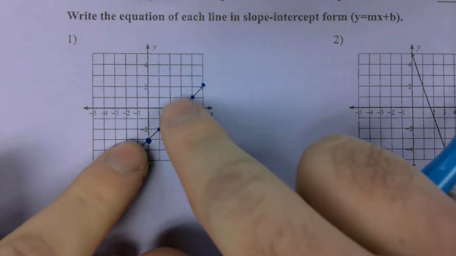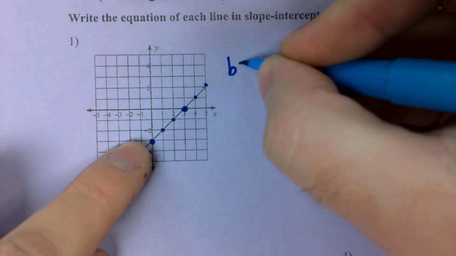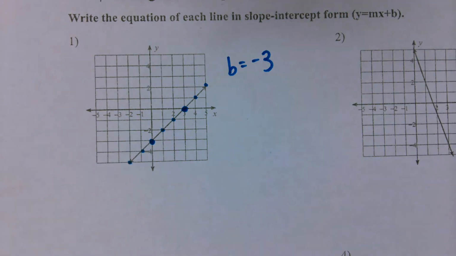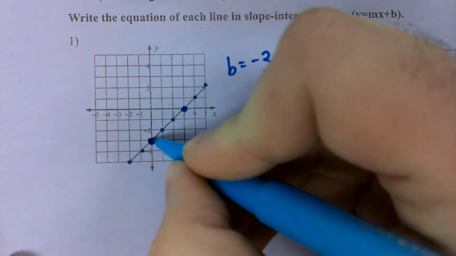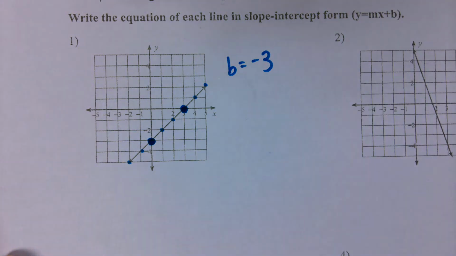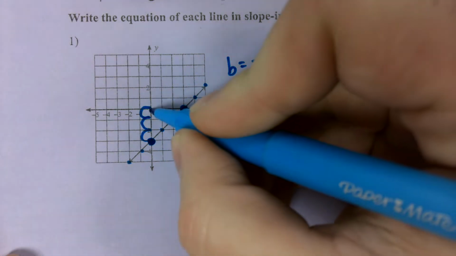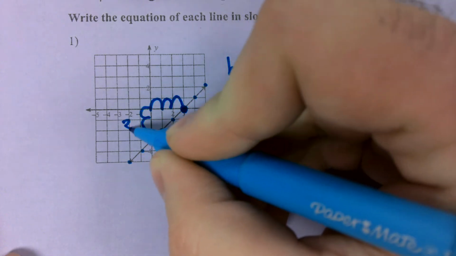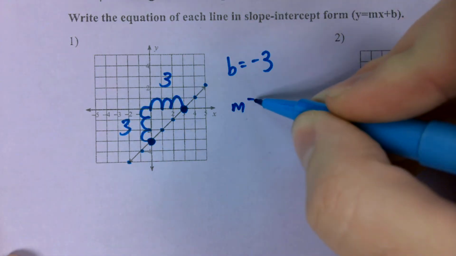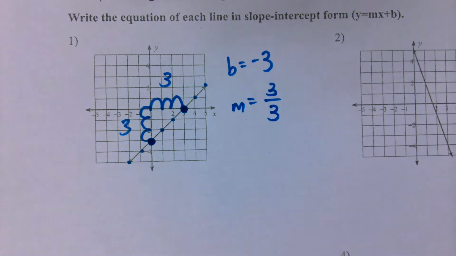So I'm just going to use this one and this one. We found that our b was equal to -3. Let's write that down first so we don't forget. And then I'm going to rise from this point up to this one, and then we'll run over. So that's a rise of 1, 2, 3, and a run of 1, 2, 3. Rise over run gives us a slope of 3/3.